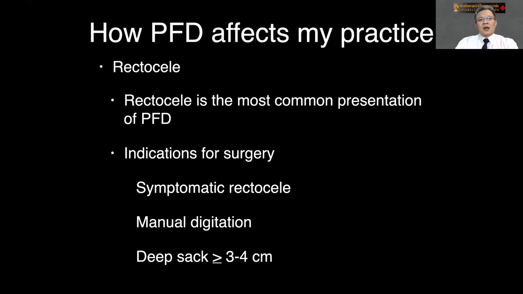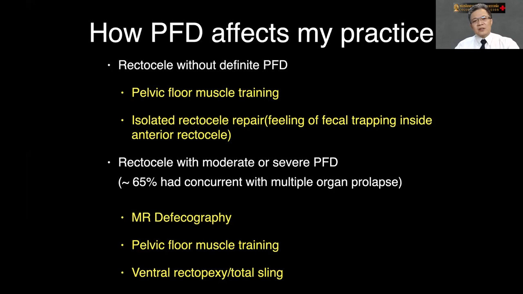The next condition is a rectocele with pelvic floor descent. As mentioned in Michael's talk, rectocele is the most common presentation of pelvic floor descent, but the indication for surgery doesn't relate to the pelvic floor descent. It's the big problem. So my practice for a rectocele without definite pelvic floor descent is to start with pelvic floor muscle training for 6 weeks to 3 months.